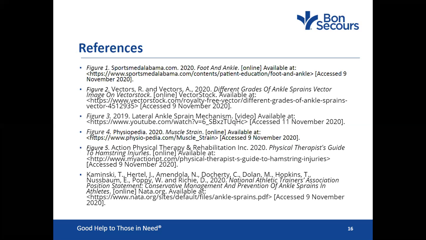These are the references I used. The NATA, or National Athletic Trainers Association, has some great information on sprains. They have a consensus statement on ankle sprains that has a lot of information on prevention and treatment. They also have some information on signs of hamstring injury and treatment options.